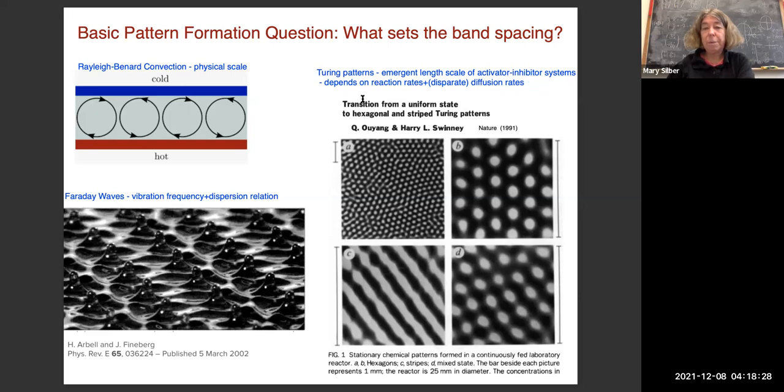And so the length scale depends, in not necessarily a straightforward way, on reaction rates and the diffusion rates of this activator and inhibitor system. So it was actually hard for people to get these patterns in laboratory experiments, because you needed this difference in diffusion rates, which typically doesn't happen in these chemical systems. So there was a clever experiment that finally observed this in 1991 by having the reactions take place in a gel. Okay, so those are different pattern forming systems with sort of different stories behind what's setting the wavelength.